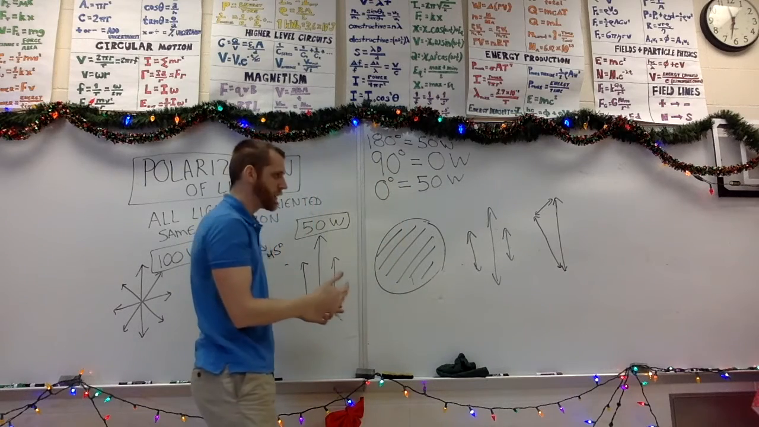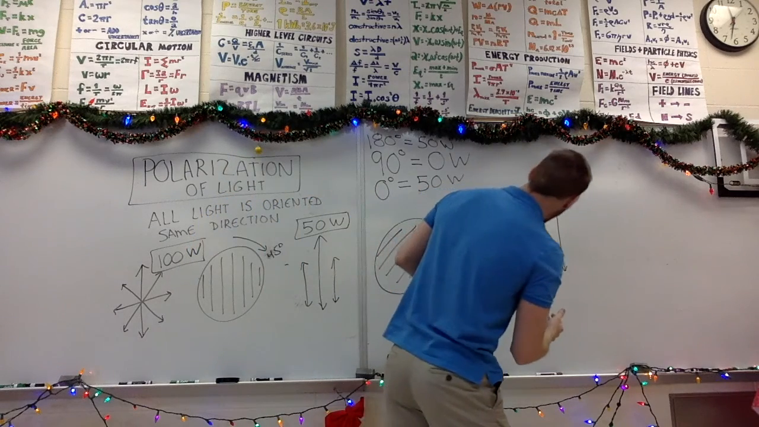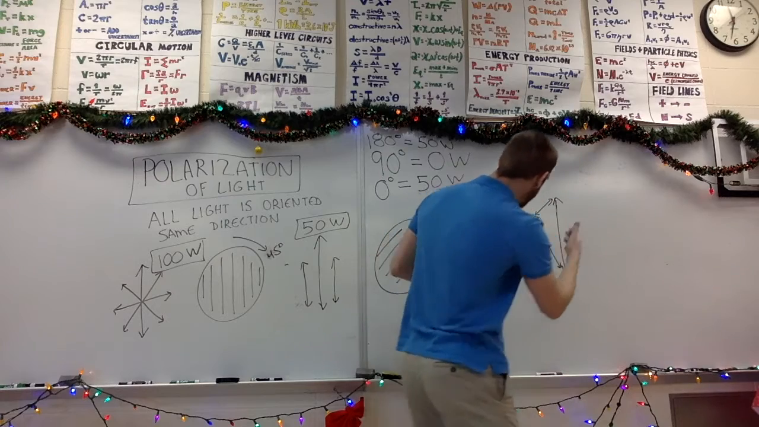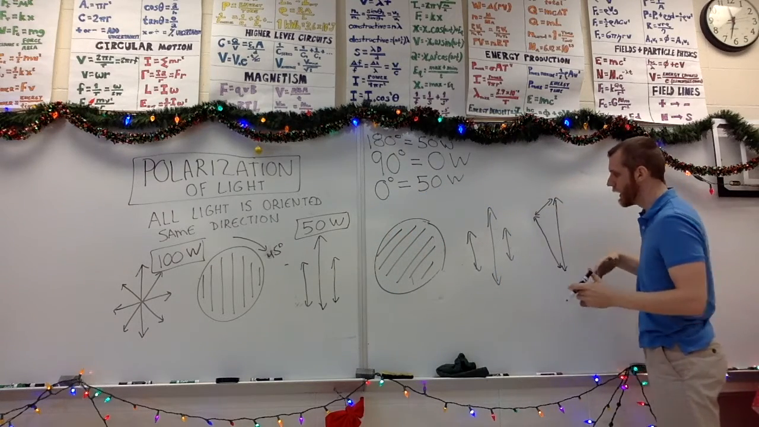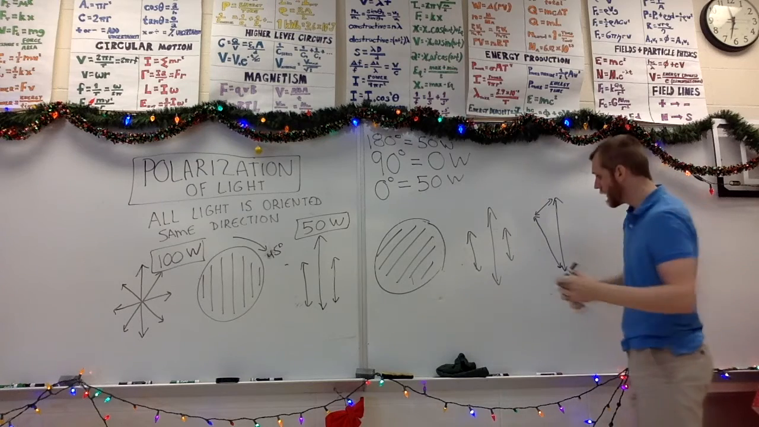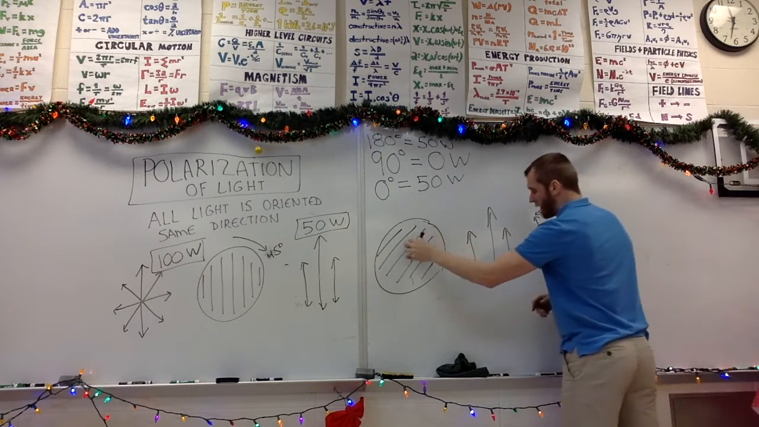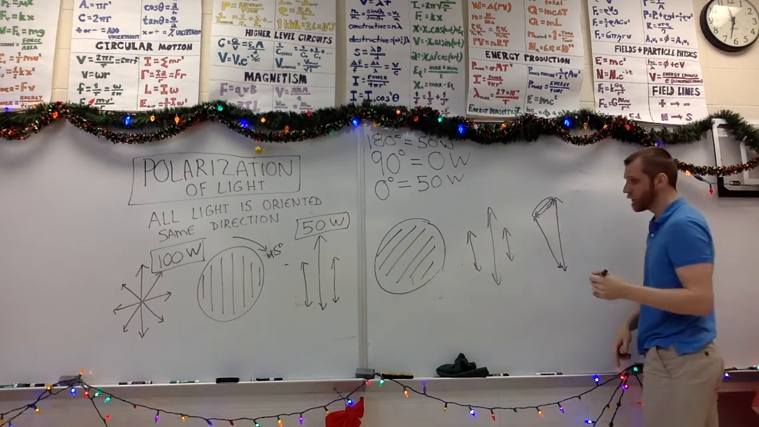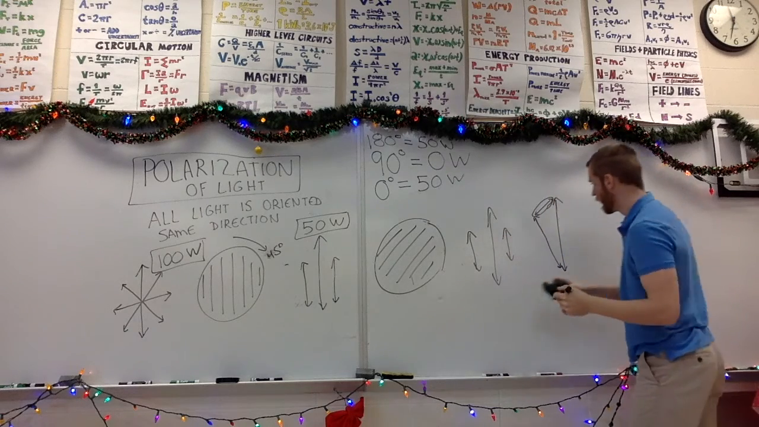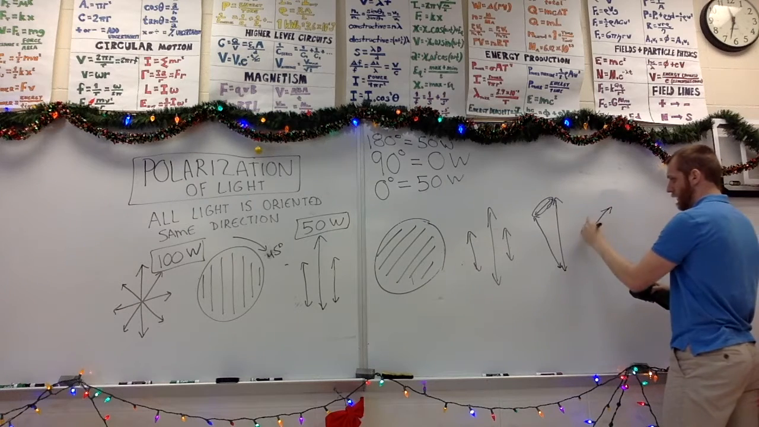My arrow's tilted. So basically, yeah, if I rotate it this way, now my arrow is just tilted, and part of it's going vertical, and part of it's going horizontal. And the part that passes through is the part that's oscillating this way. So this gets through for that light ray.